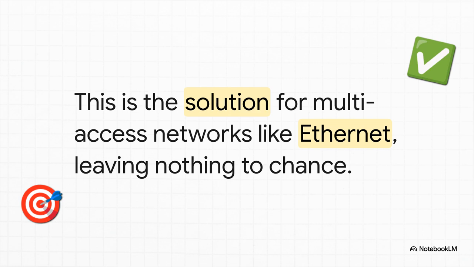And that brings us to the perfect solution for networks like Ethernet, the fully specified route. This is the leave-no-doubt method. You tell the router both which door to use, the exit interface, and exactly who to give the packet to, the next hop IP address. You're leaving nothing to chance, which is exactly what you want when there are multiple devices hanging around.